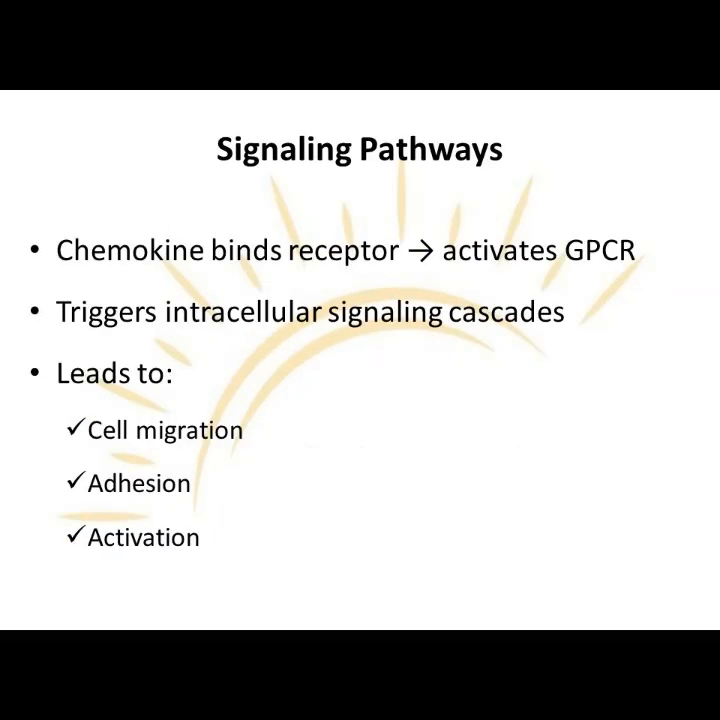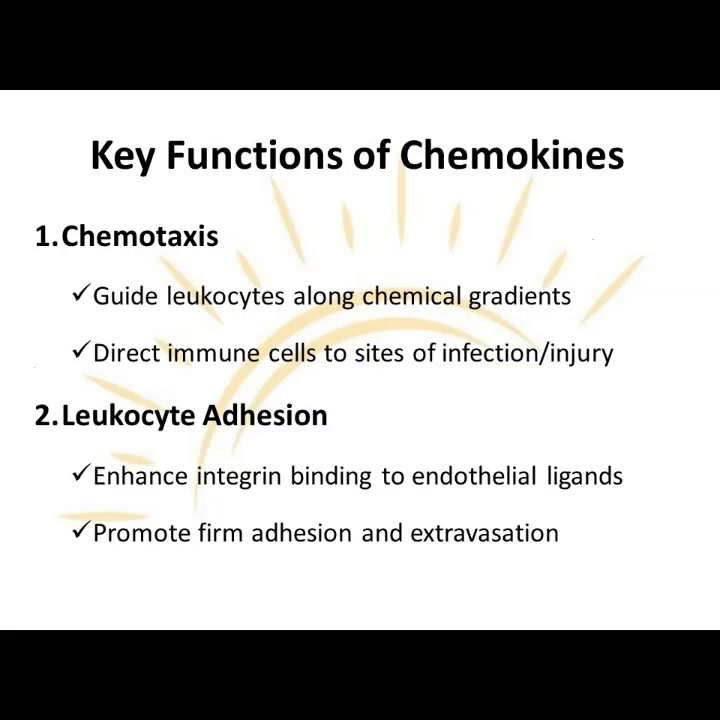Desensitization is important: it prevents excessive signaling, stops leukocyte migration at the target site, and maintains immune balance. Signaling pathways. Chemokine binds the receptor and activates the GPCR, which triggers intracellular signaling cascades and leads to cell migration, adhesion, and activation. Key functions of chemokines. Chemotaxis. They guide leukocytes along chemical gradients and direct immune cells to sites of infection or injury. Leukocyte adhesion. They enhance integrin binding to endothelial ligands and promote firm adhesion and extravasation.